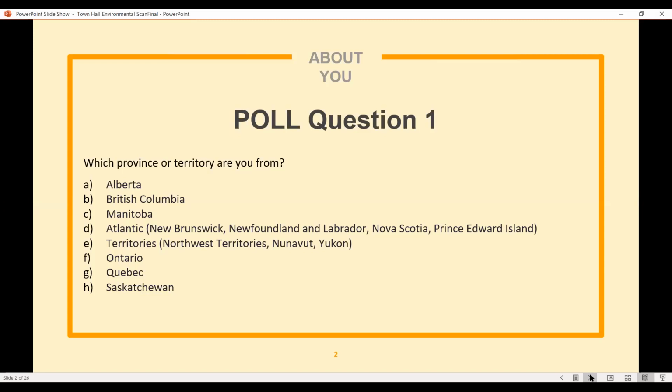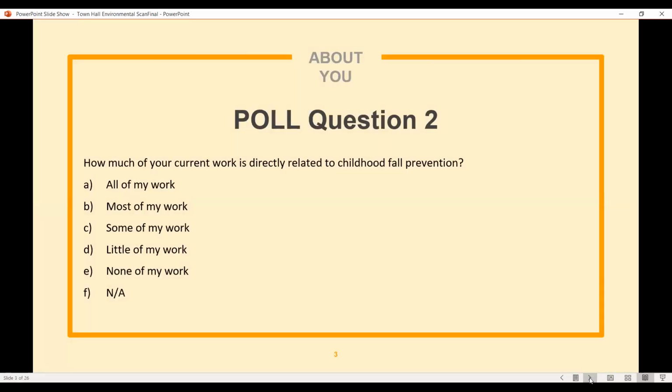The second question we have is about how much of your current work is directly related to childhood fall prevention? This might be a significant part of your role. It may just be a little part of the work that you do. You may have lots of other demands. So we'd like to know, in your sense, how much of your work, of your role, would you say is dedicated to childhood fall prevention?